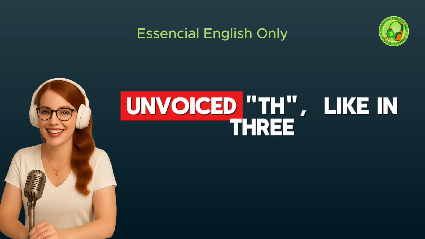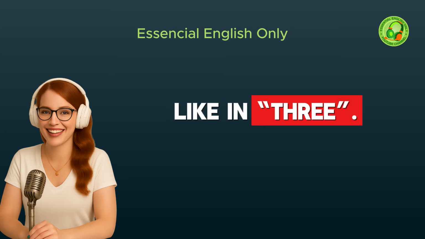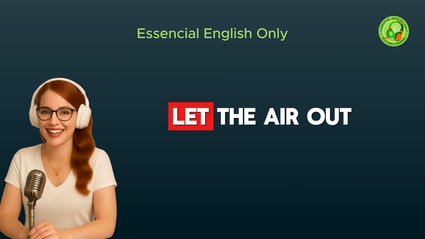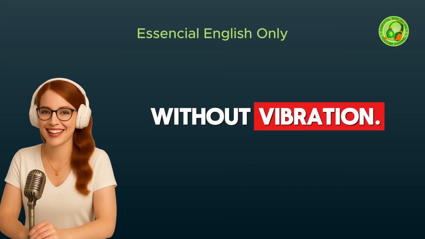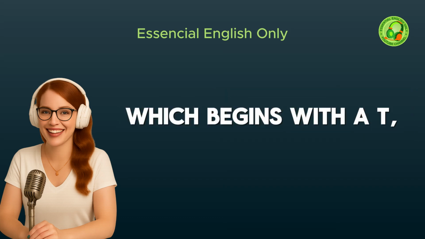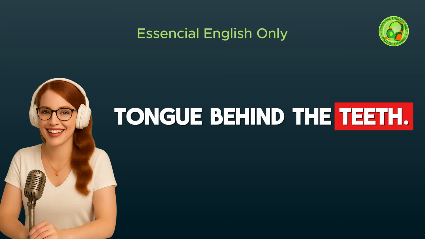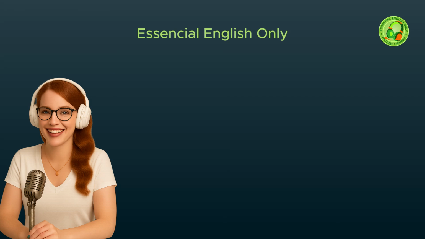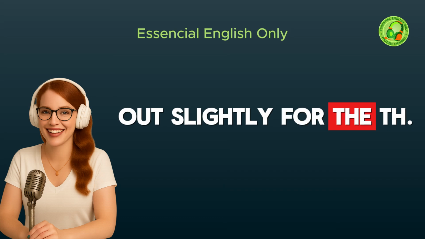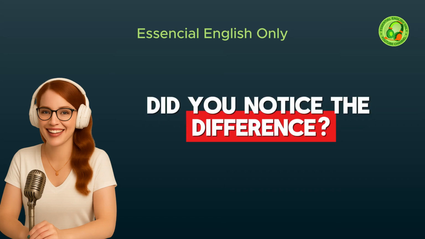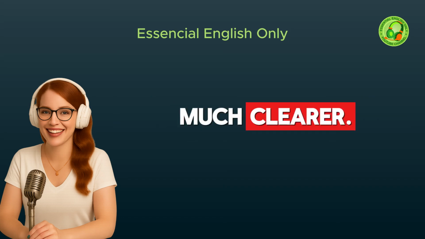Let's go to the unvoiced th, like in three. Place your tongue lightly between your teeth. Let the air out without vibration. Compare three with tree, which begins with a T, tongue behind the teeth. In the market, I need three lemons. Repeat slowly, letting your tongue come out slightly for the th. Now naturally. Did you notice the difference? This makes your speech much clearer.